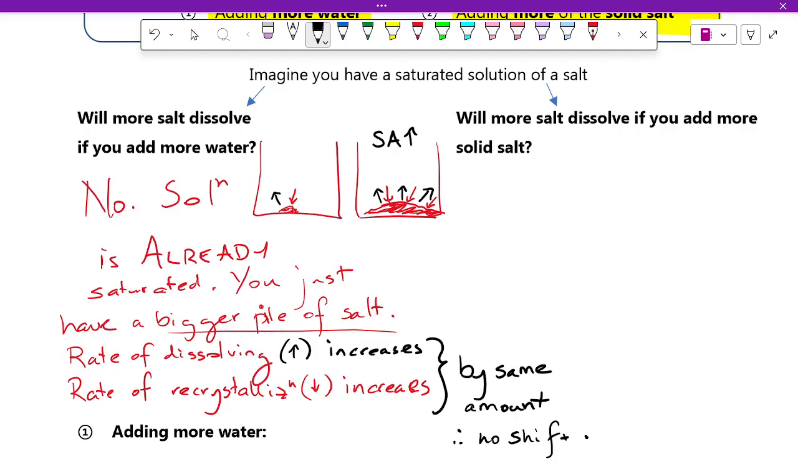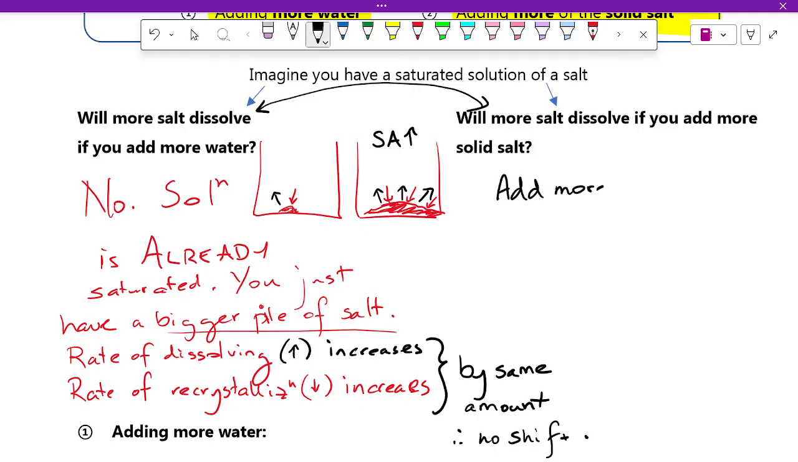Will more salt dissolve if you add more salt? Oh, dang. I did them backwards. This should go over here, and this should go over there. Yeah, maybe I should just be like these. Woo, there we go. Okay, so sorry. Will more salt dissolve if you add more water?